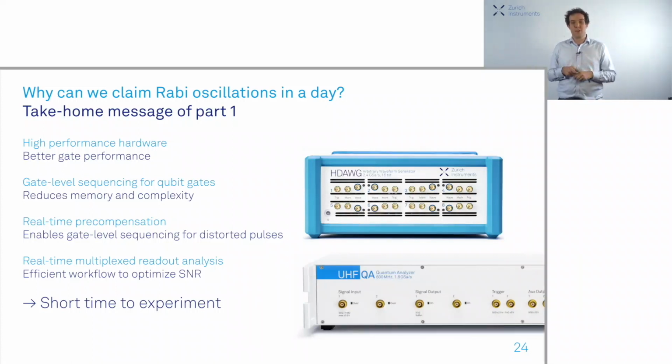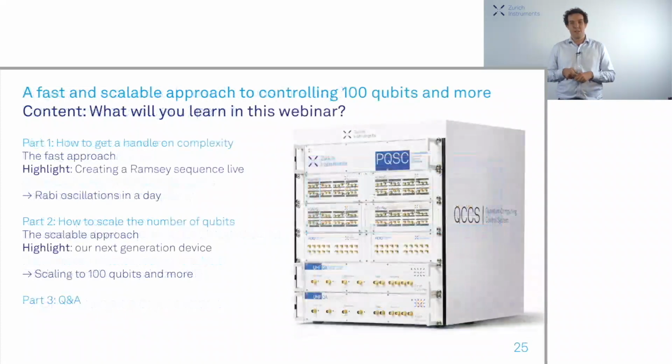So all of this taken together really gives you the benefit of a short time to experiment. And this is why we typically comfortably claim that if one of our application scientists visits your lab with our instruments and connects the instruments to your cryostat or to your quantum computer, then within a day, typically even faster, within half a day, you can see Rabi and Ramsey oscillations on your qubits. And with this, we end the first part, and I'll give back to Magda.